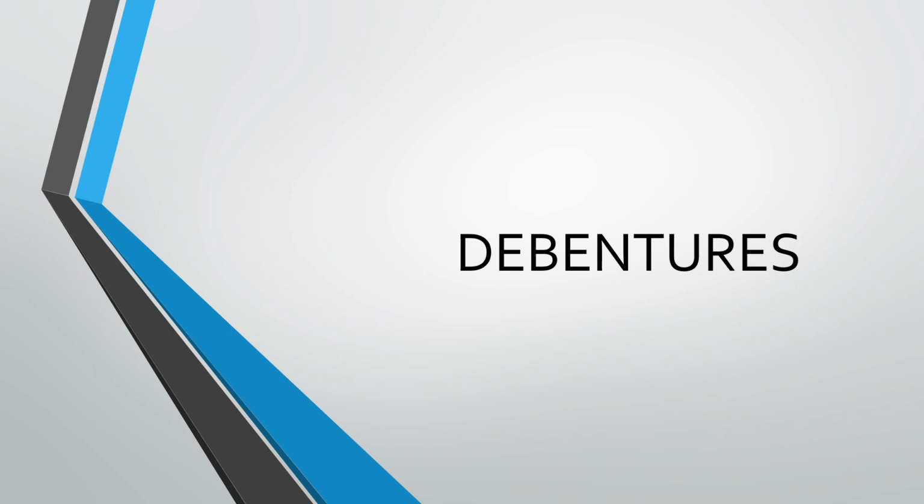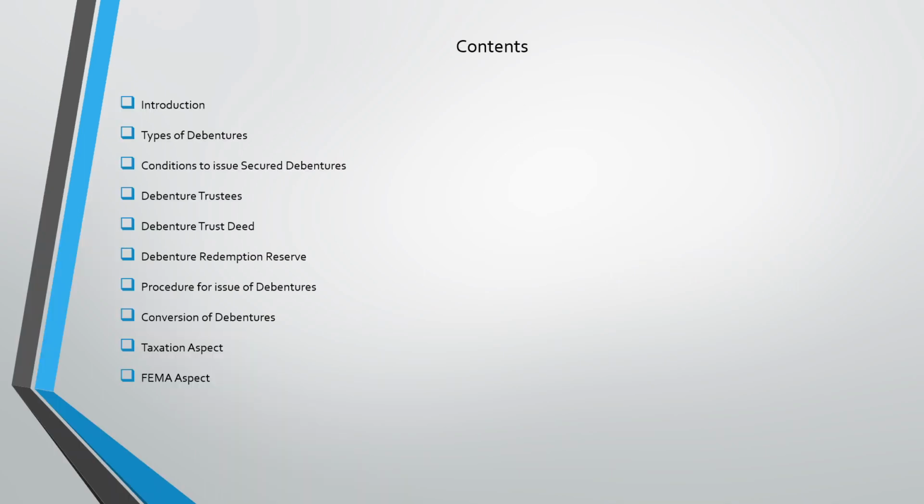Today's topic is on debentures. So, what we are going to see is the introduction, a basic introduction, types of debentures, conditions to issue secured debentures. We are going to see about debenture trustees, debenture trust deed, debenture redemption reserve, procedure to issue debentures as per the Companies Act, conversion of debentures, the taxation aspect, and the FEMA aspect. So, we are going to cover a broad overview of the Companies Act, taxation aspect, and the FEMA Act.